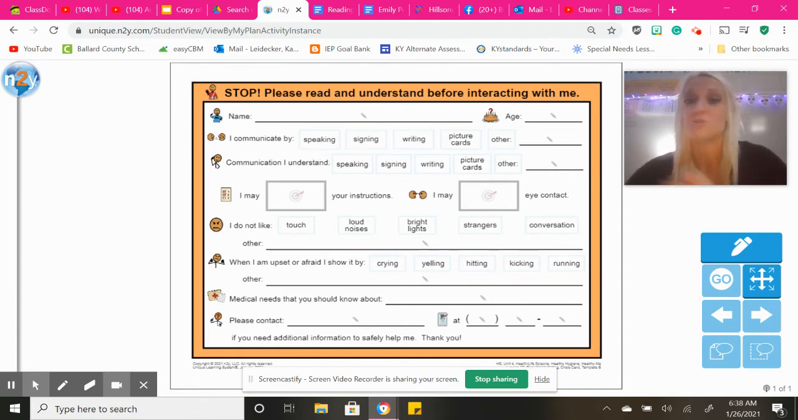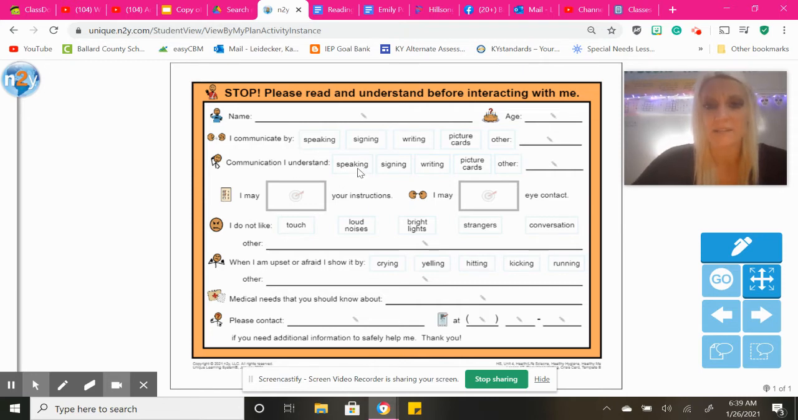So this is a way to communicate, or at the top here it says stop. Please read and understand before interacting with me. Interacting is having a conversation with another person. So some of us may communicate by speaking or singing or writing or picture cards. Like some people, they can't verbally speak to you. So they may have pictures of what they may want to use in order to communicate with you. They may have a card that says stop, a card that says hello with somebody waving on it. So these are the types of things that you communicate by with somebody.